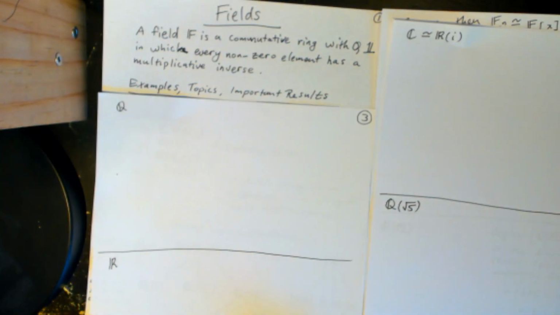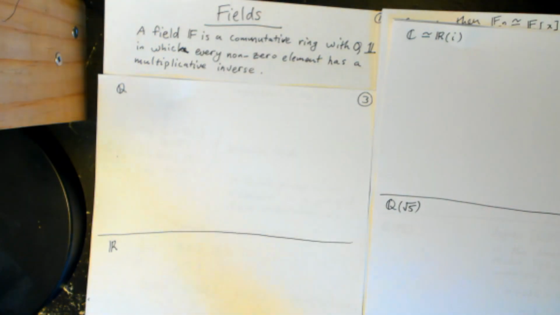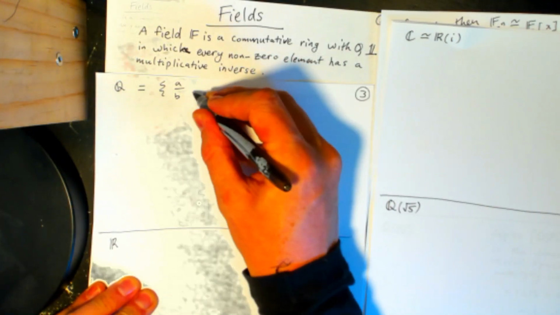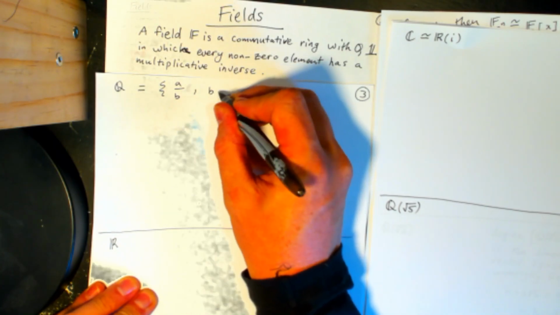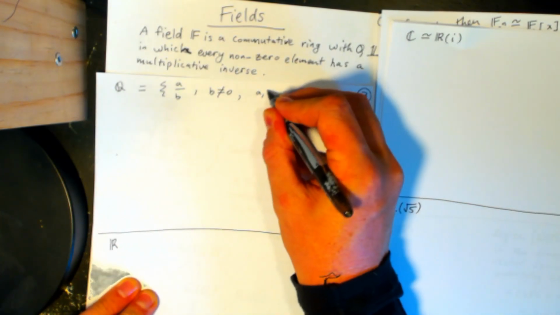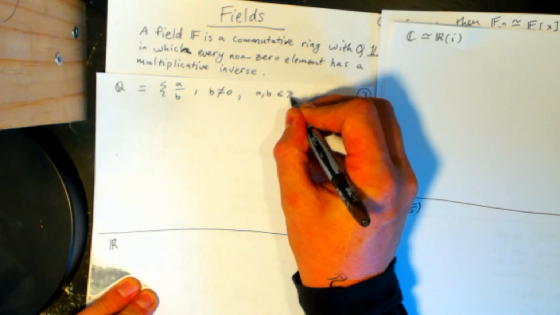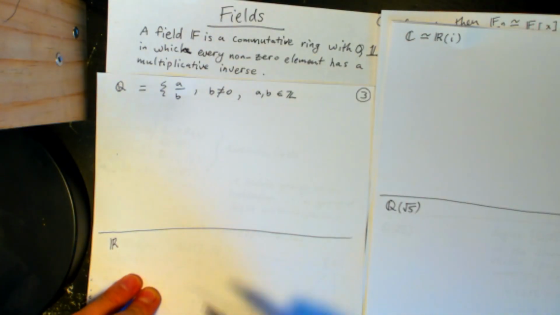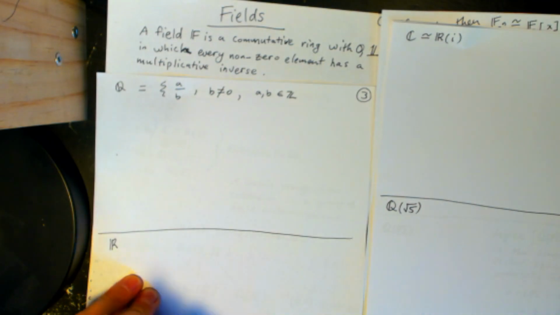Okay, so moving on, let's talk about our first example of a field. Okay, and I'm just going to bring this over here so we have a better view of this. Okay, the field of rational numbers. So this is equal to the set of all A over B, where B is non-zero, and A and B are integers, and you can assume without any loss of generality that they're reduced. The fractions are reduced, meaning that the GCD of A and B is equal to 1, but you don't have to here.